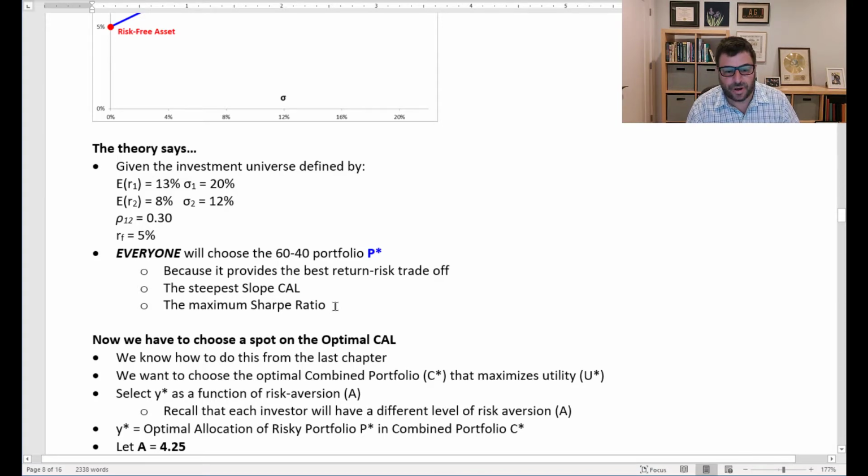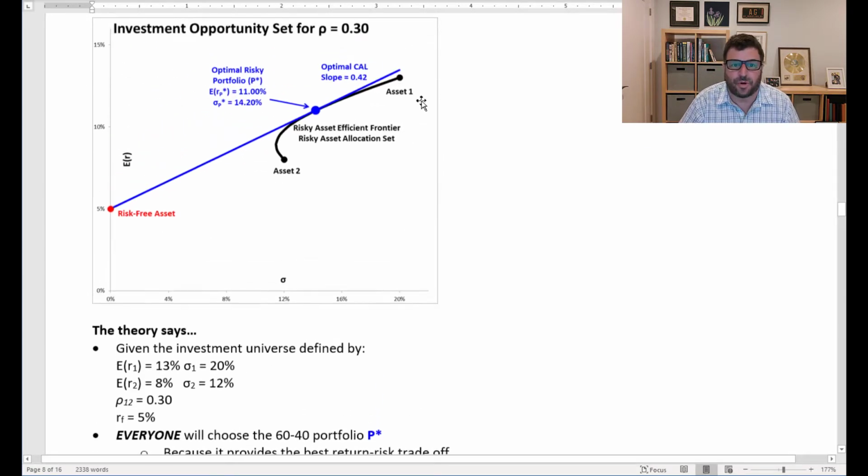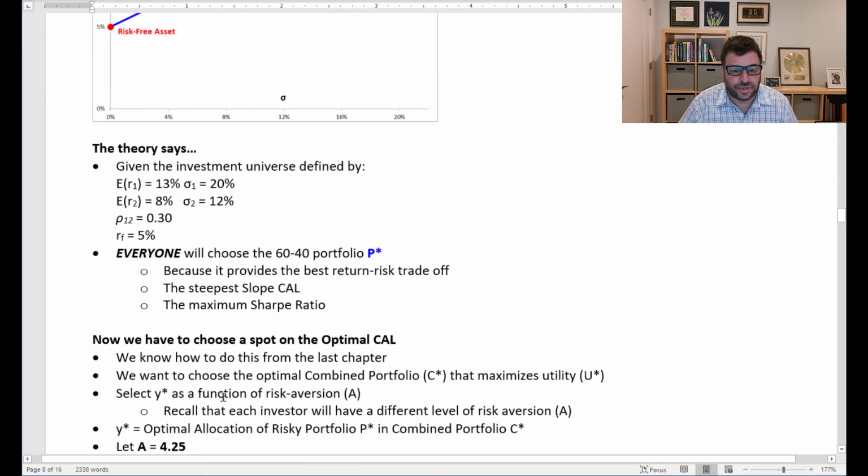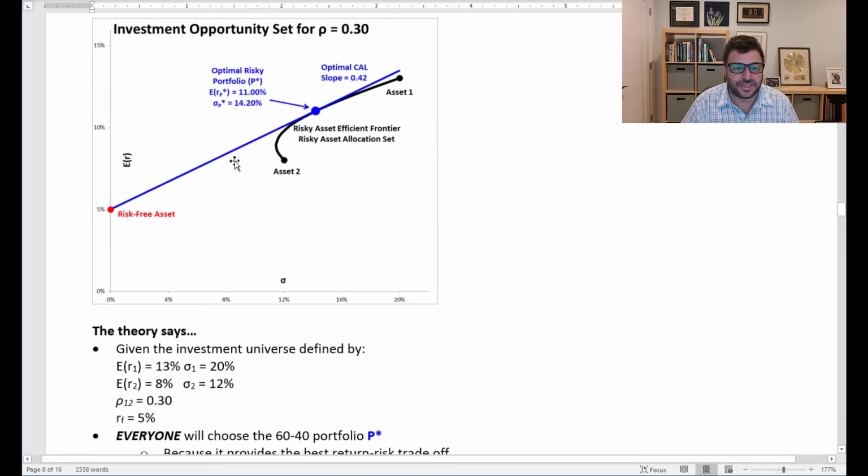Now, we'll talk about how important this assumption is later, but for now, this is the assumption that everybody's going to choose this portfolio because it's optimal, and everybody's going to act rationally and try to maximize the risk-return trade-off. And remember, we measure the risk-return trade-off by the Sharpe ratio, or the slope of the capital allocation line, this 0.42. So now that we've chosen this 60-40 portfolio P star, we need to figure out where we're going to be on this line.